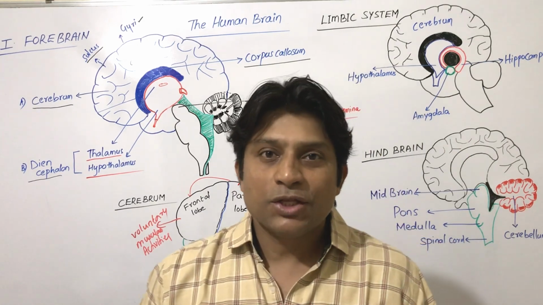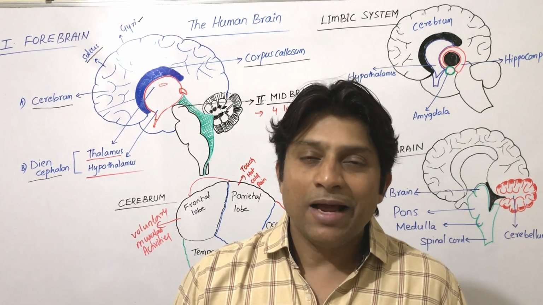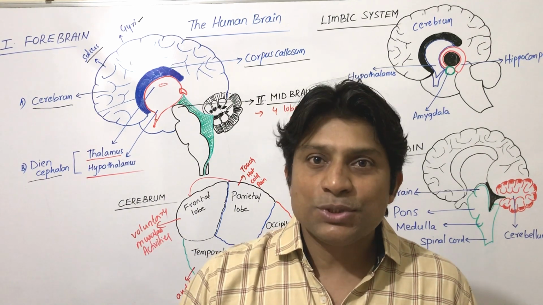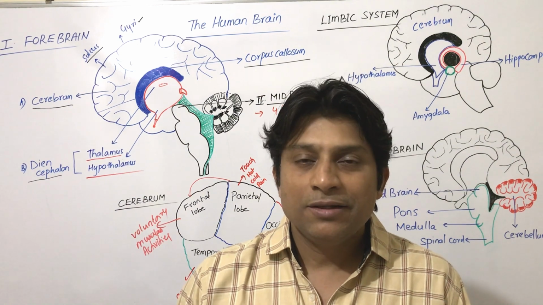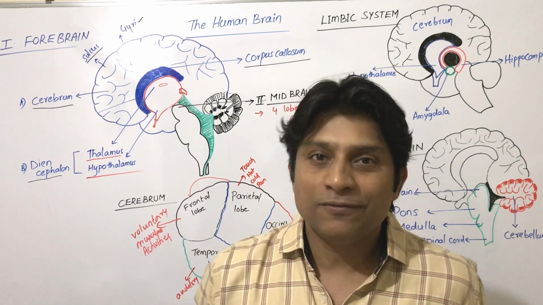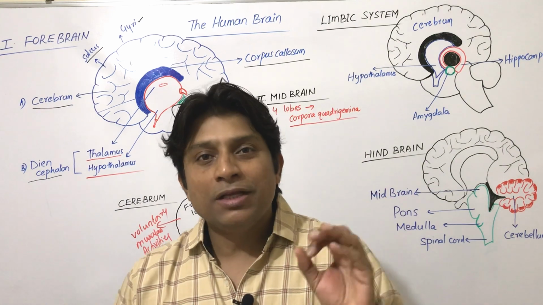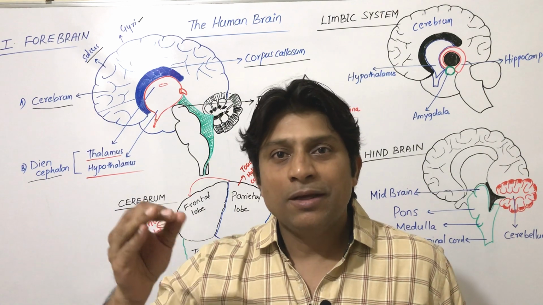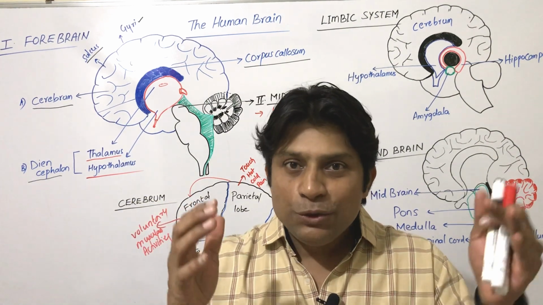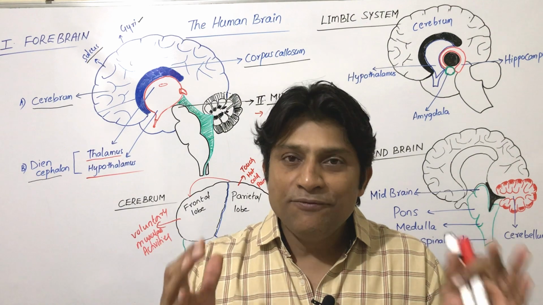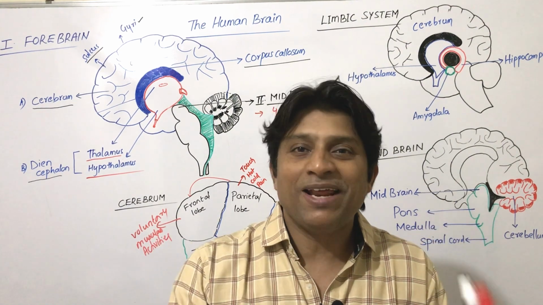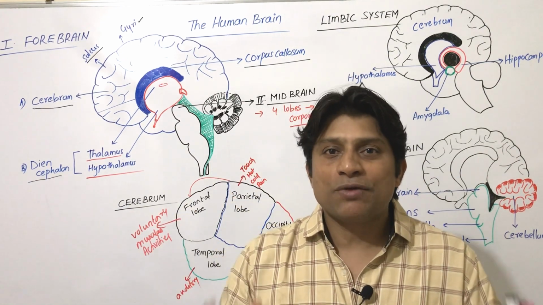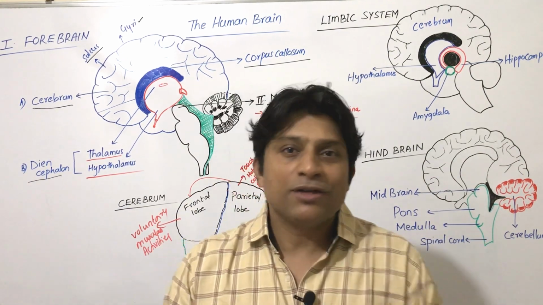The human body consists of various organs and organ systems, and these organs and organ systems must coordinate to bring homeostasis in the body. This coordination is brought about by the neural system as well as the endocrine system. In the neural system, the central information processing organ is the brain. Dear students, today we are going to talk about the structure of the human brain and its functions.